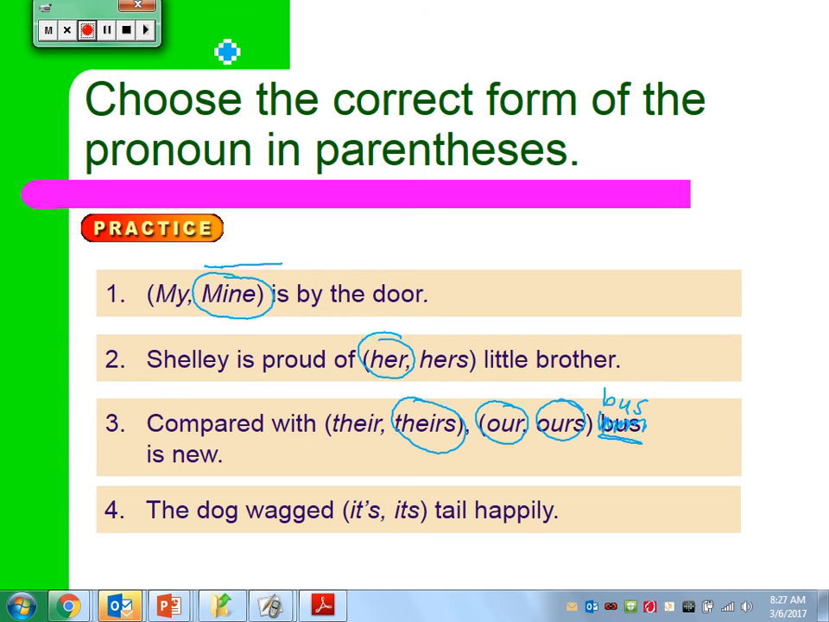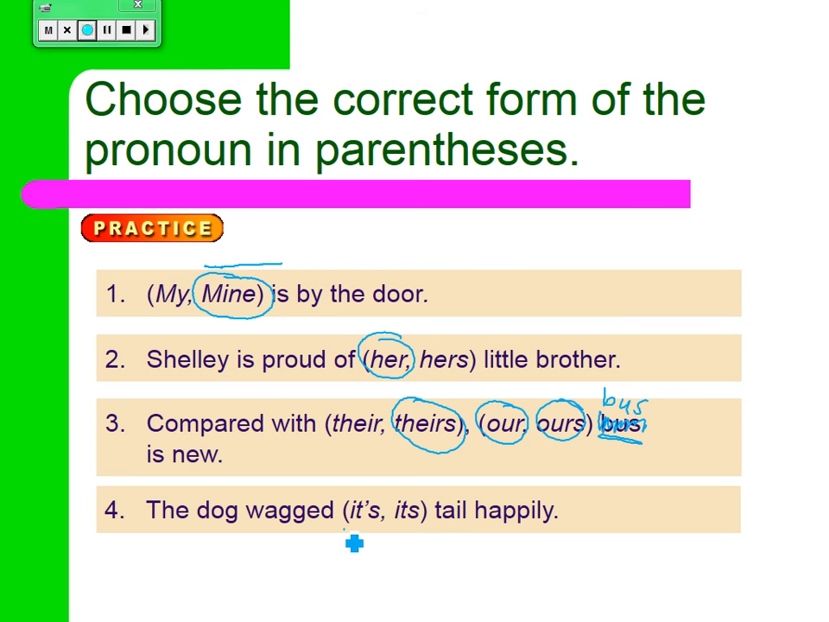Okay, and then the last one is that one that I reminded you about when we first talked about it. So the dog wagged its or it's tail happily. Some people might think, oh, it's showing ownership, I have to use apostrophe S. Not in this case, right? Because it's, apostrophe S, is a contraction for it is. Whenever we are using it as a possessive pronoun, there is no contraction.